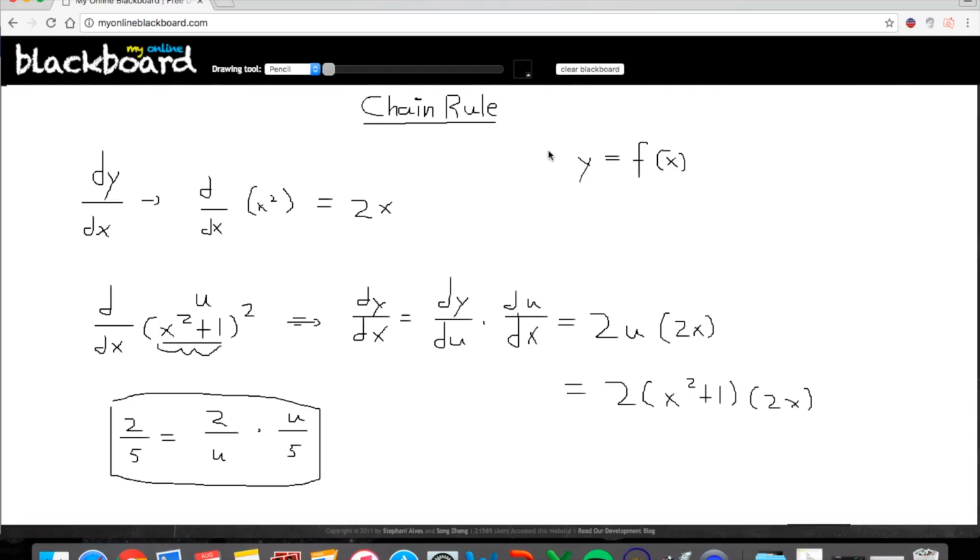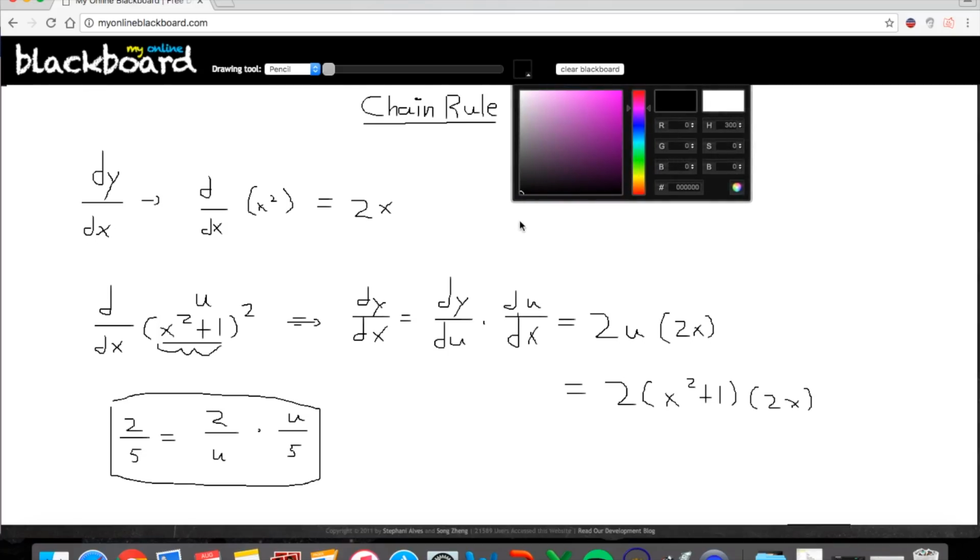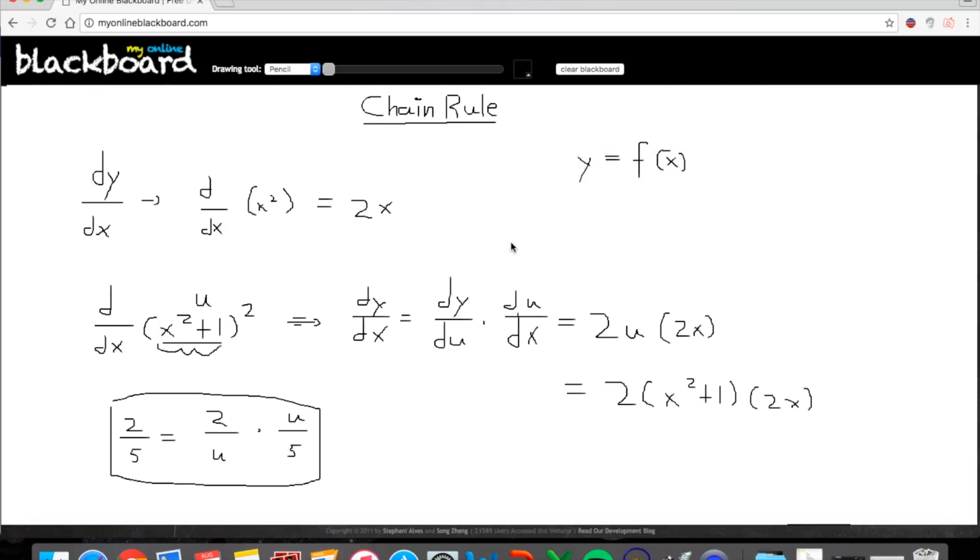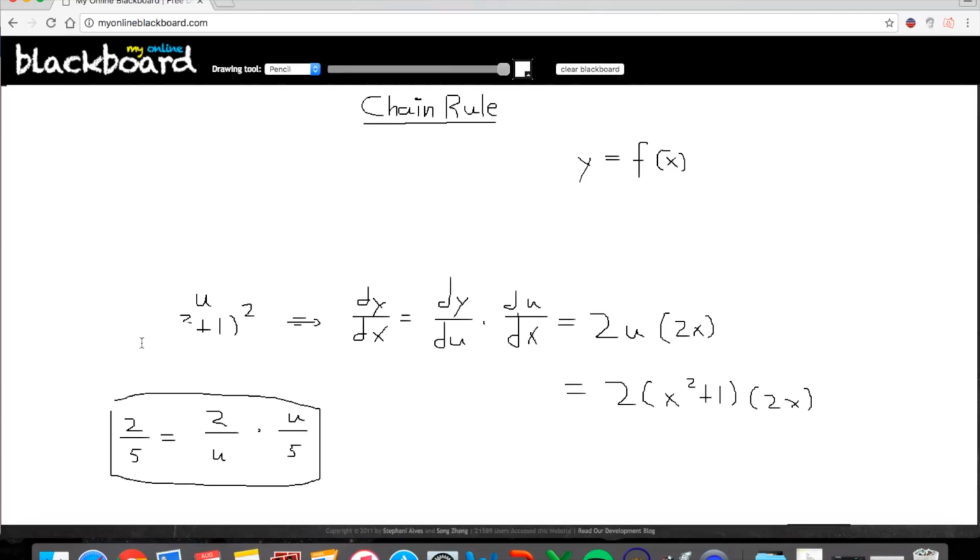But let's take another example, or try and understand it in a different way. What you do is you start off with the outermost function and you keep taking the derivative of the innermost functions until you get to x, or the variable that you're trying to find this with respect to. So let's take, for example, let's try and erase it a little bit more quickly. The next example that I'm going to be showing you is going to be a cosine of x squared.